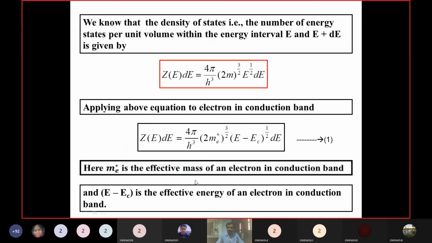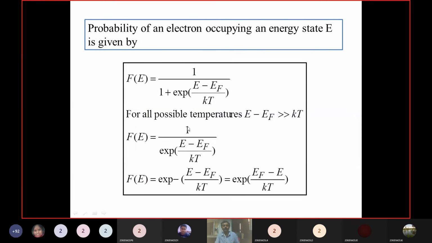So now we are substituting the effective energy of the electron and the mass of the electron. Me is the effective mass of the electron. We are just substituting the effective energy and effective mass of the electron. This is the density of states. Now we have to find the probability of finding the electron.